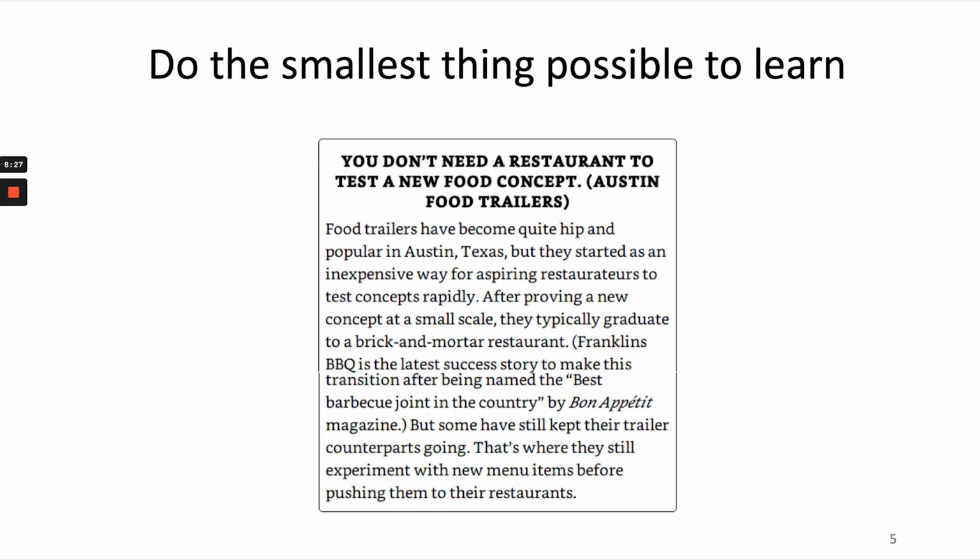But some have still kept their trailer counterparts going. That's where they still experiment with new menu items before pushing them in their restaurants. Those guys, before they pay a lot of money for rent, for buying the equipment, the tables, chairs, the kitchen equipment is very, very expensive, and so on.